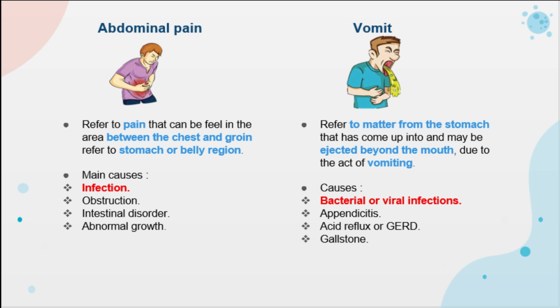There are many factors that could contribute to this condition, but the most common causes are infection, obstruction, intestinal disorder, and abnormal growth in the abdomen. Next, vomit refers to matter from the stomach that has come up into and may be ejected beyond the mouth due to the act of vomiting. Vomiting is usually caused by bacterial or viral infection, appendicitis, acid reflux or GERD, and gallstones.